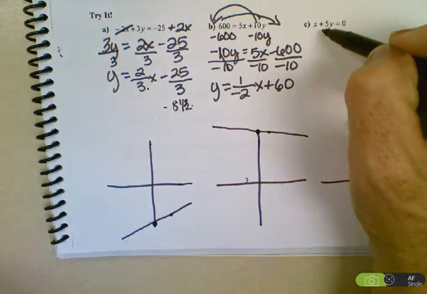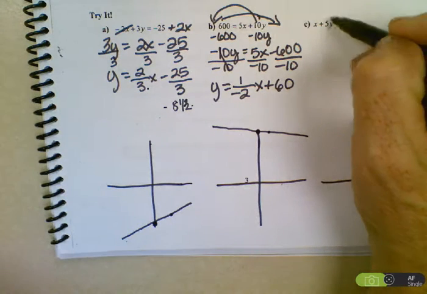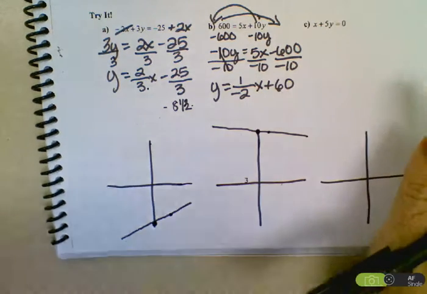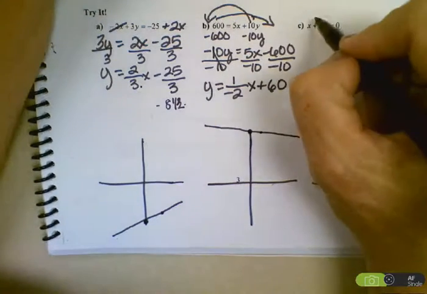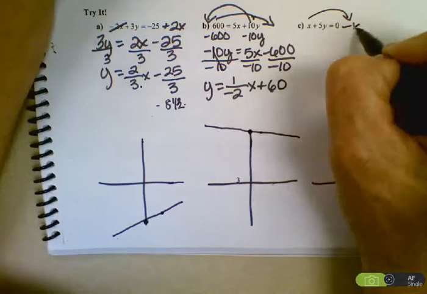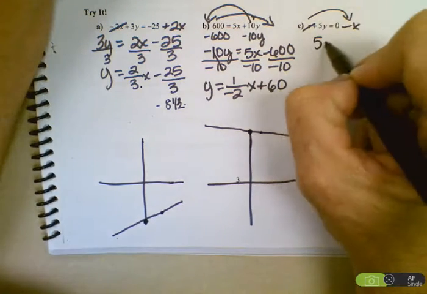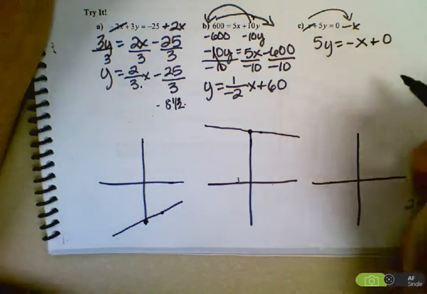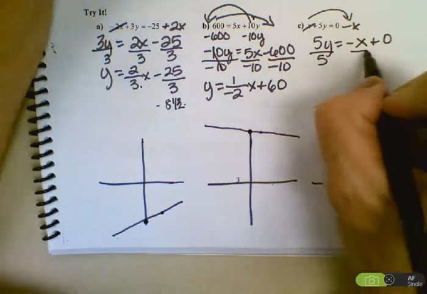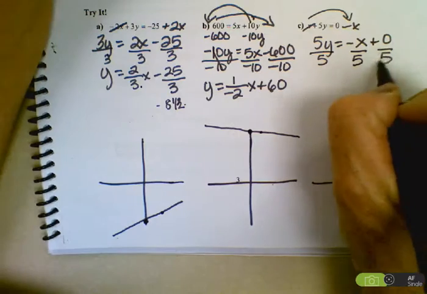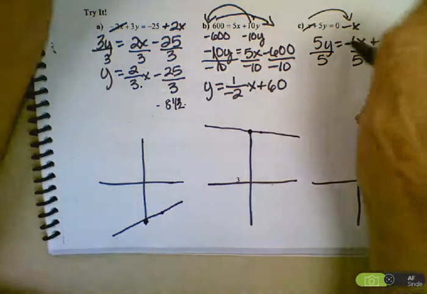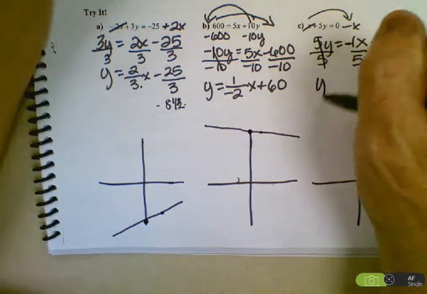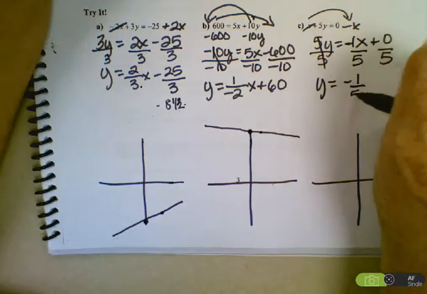Okay, last one. So we're going to move our x term to the other side. Y is on the correct side, it's on the left, which is where we want it. We're going to move that over. When we move that, it becomes a -x. So we get 5y equals -x plus 0. And then we're going to divide everything by 5. Remember, if there's no number in front of a variable, it's always a 1. And you get y equals -1/5 x.